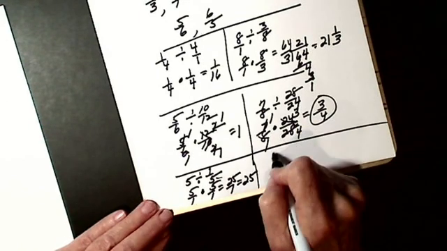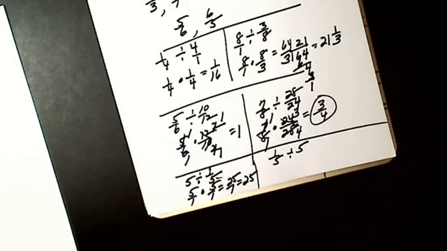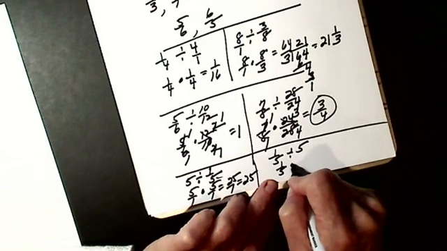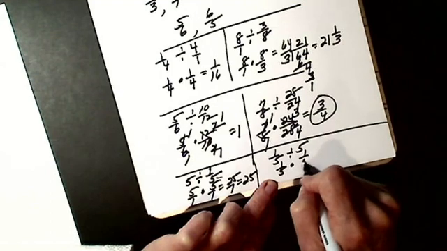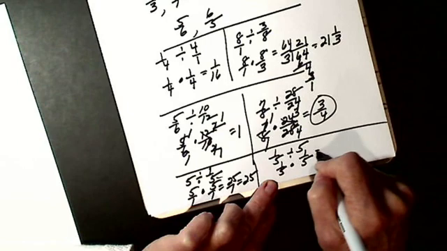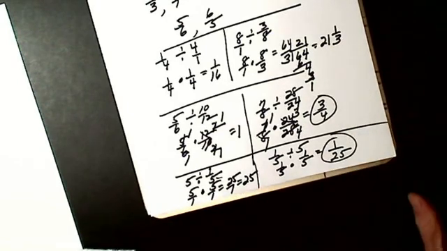If I have it the other way around, 1/5 divided by 5, that's different. My 1/5 stays. I change it to a times. I take the reciprocal, which now becomes 1/5. Now 1 times 1 is 1. 5 times 5 is 25. The answer to that one is 1/25.